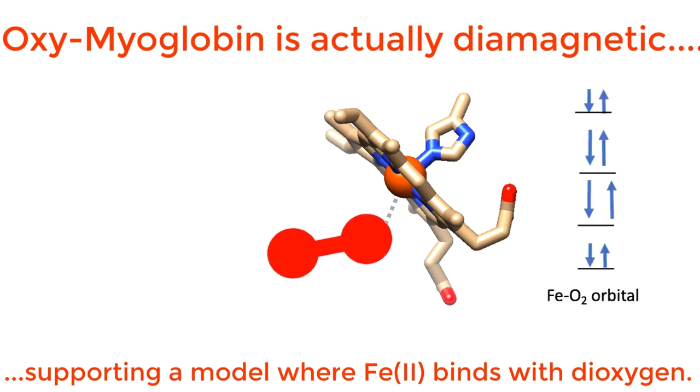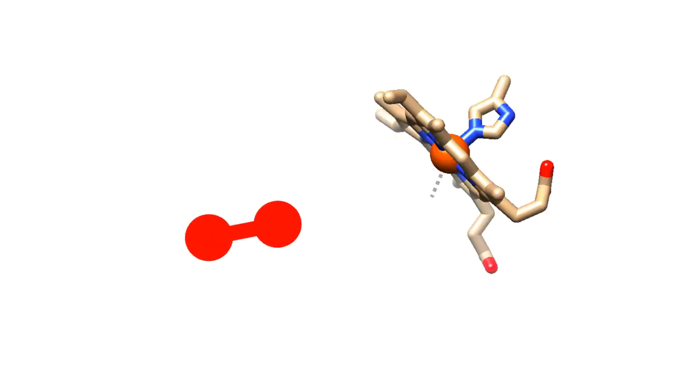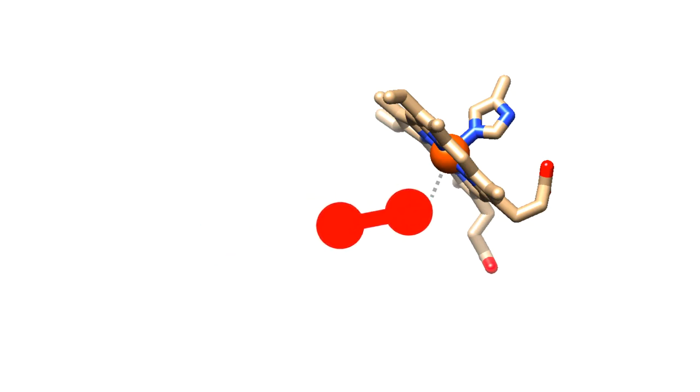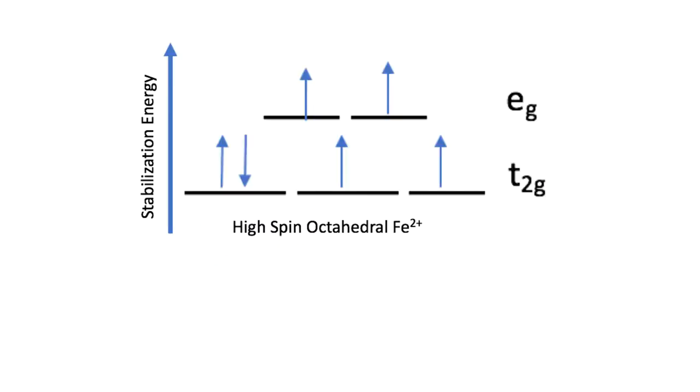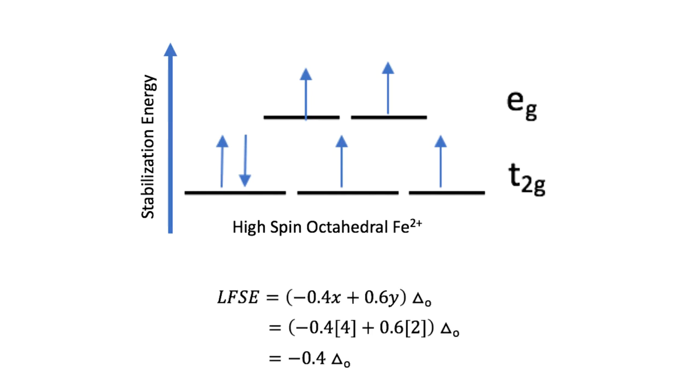The binding of oxygen to the iron 2 ion can also be explained by ligand field stabilization energy. A high-spin octahedral iron 2 has an LFSE of negative 0.4, meaning it is not very stable, and the increase in lability allows for a ligand to bind easily.